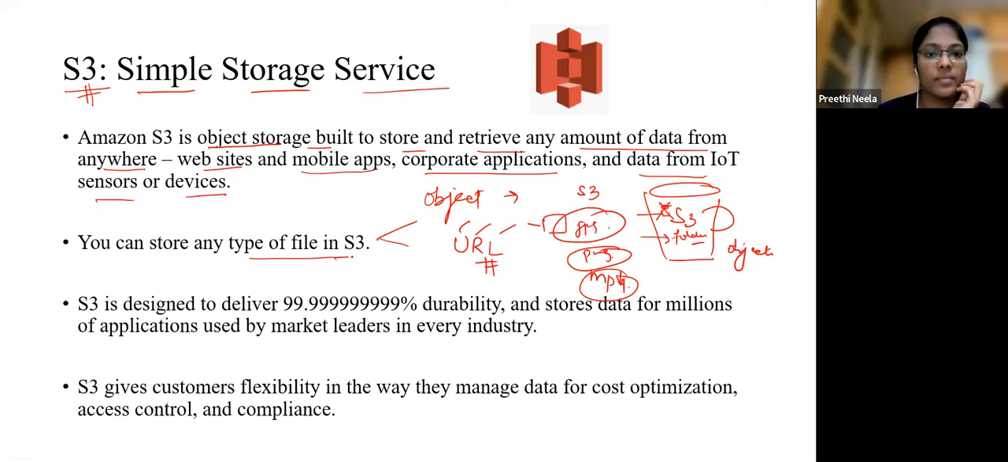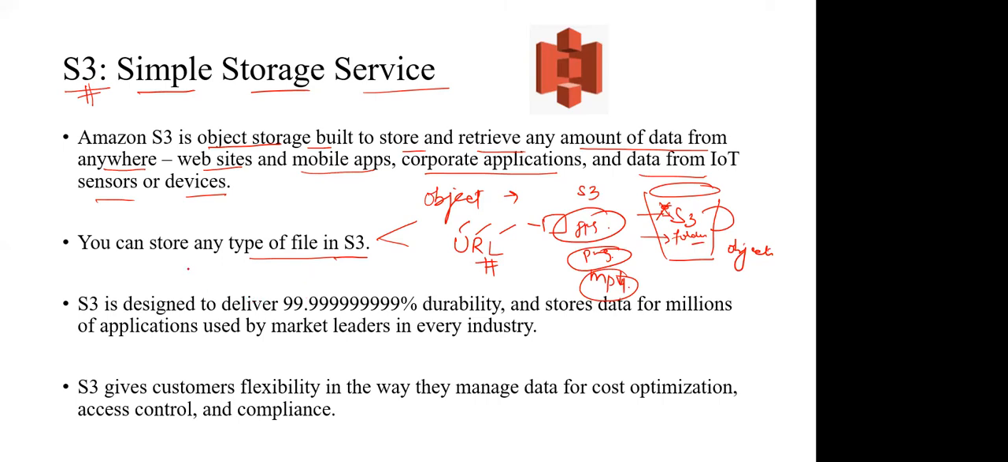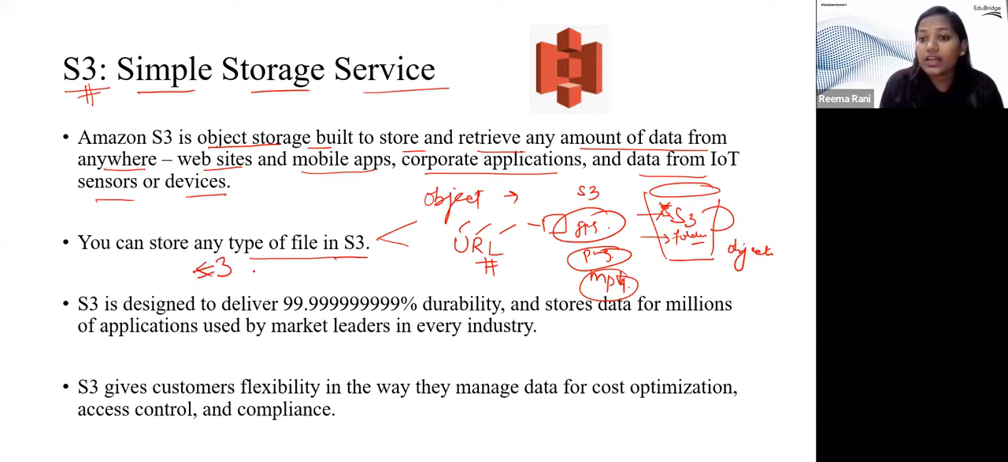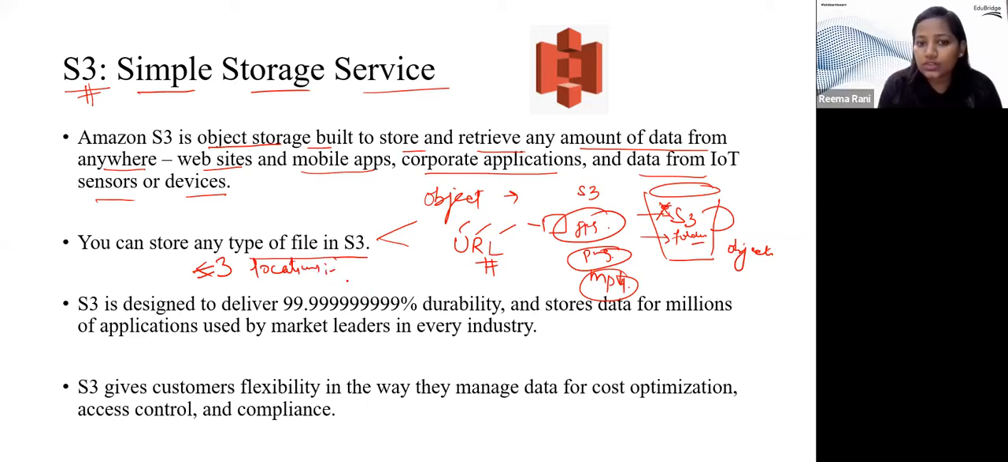And it is really fast. Fast in the sense that as soon as you put the data in the bucket, at the same moment you can retrieve the data. By default it is stored or replicated at three locations, three AZs, availability zones. If you want to store more than that, you have to pay extra, but up to three, it is free.